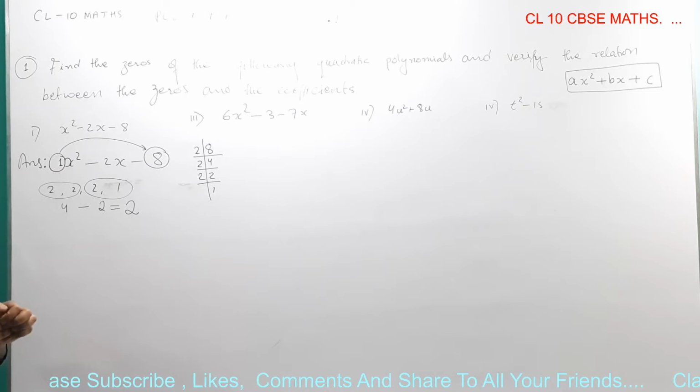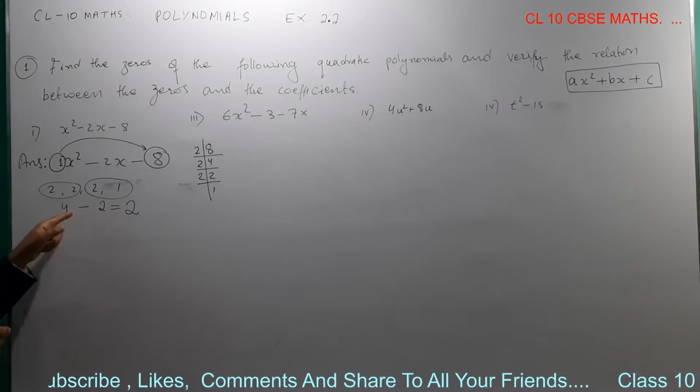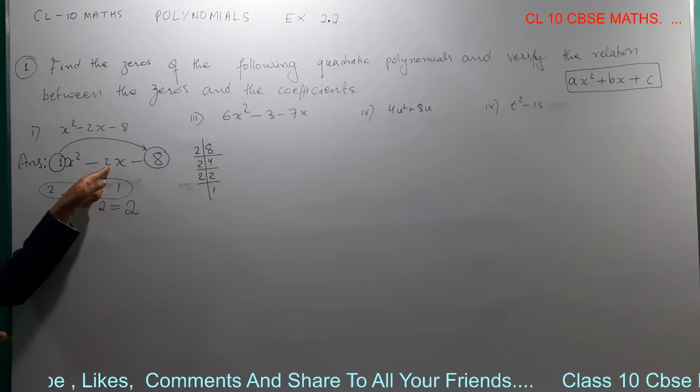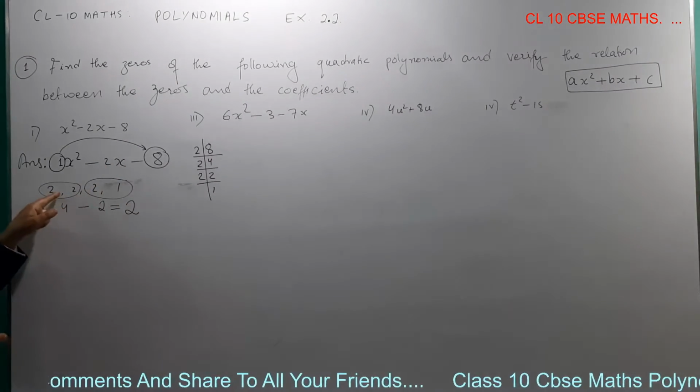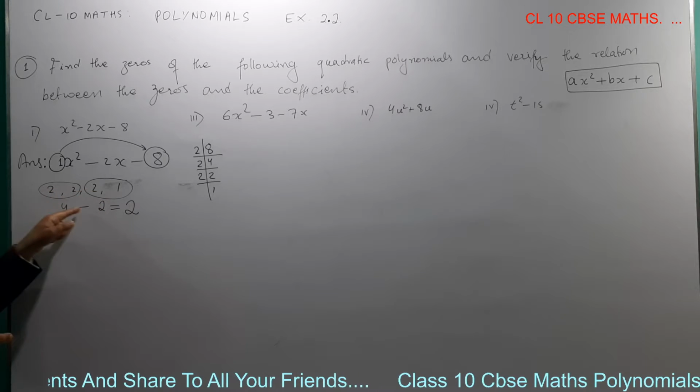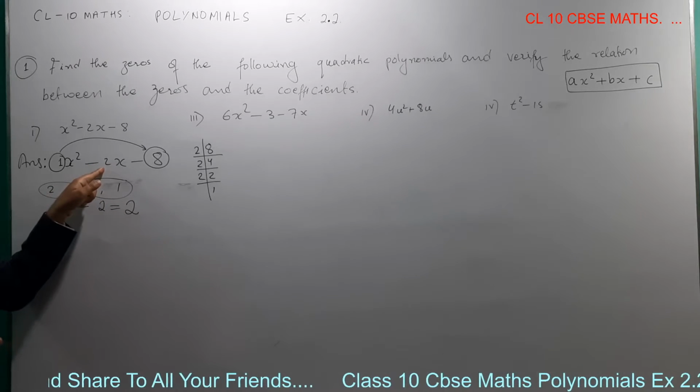From those two numbers, either adding or subtracting, try to get the coefficient of the middle term. Okay, then what is the middle term? 2. Then 2 twos are 4, 2 ones are 2, 4 minus 2 is 2. That means we got the middle term.